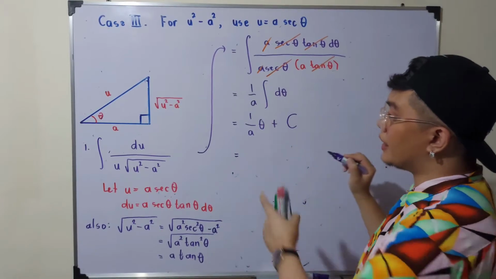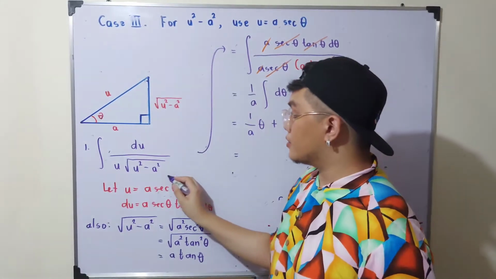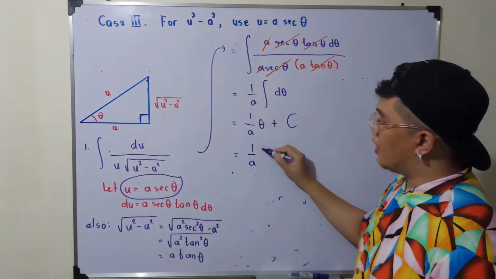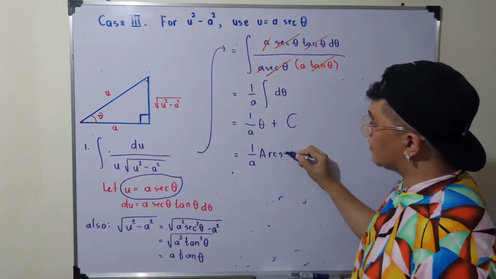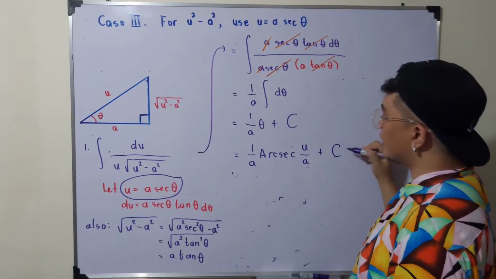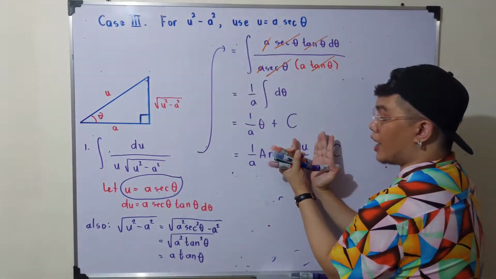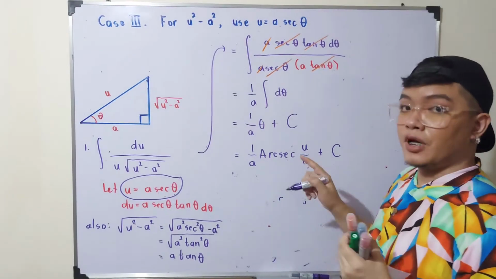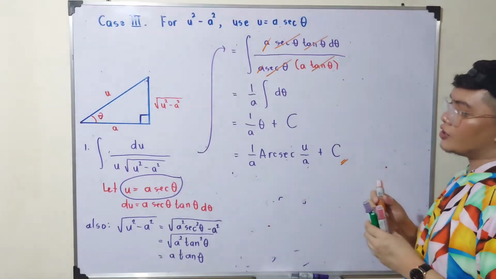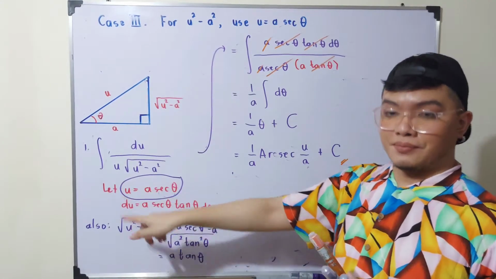Okay, so substituting theta, the value of theta will come from dito. Okay, we have 1 over a arc secant u over a. So, ibig sabihin nito, yung u over a nasa loob ng arc secant function. Isang buo yan. So, bali ito at saka ito, hindi mo yan pwedeng ipag-multiply. So, this is now the final answer. So, as you notice, pag kinuha mo yung derivative nito, ito yung bagsak mo.